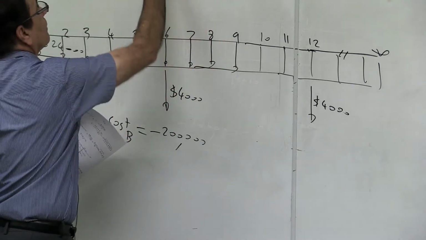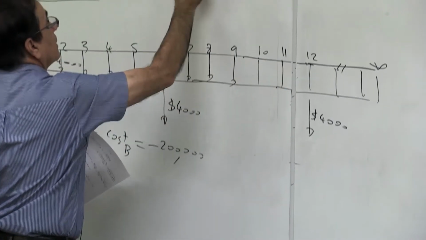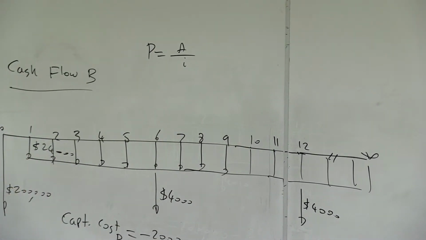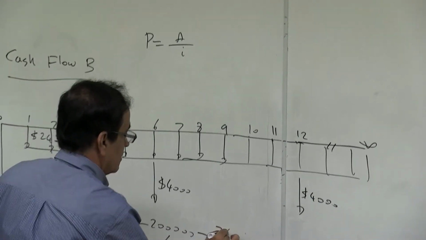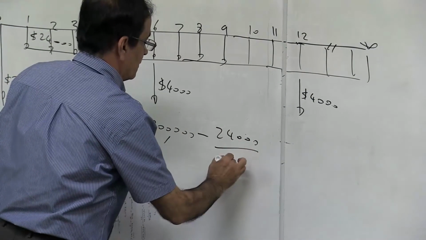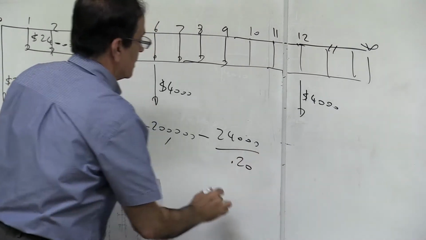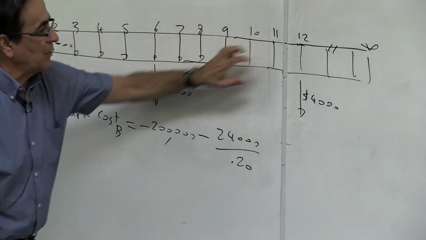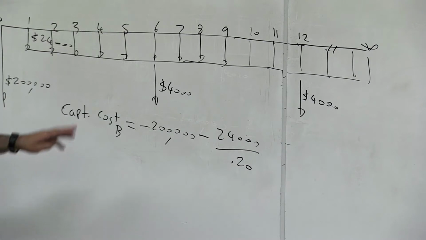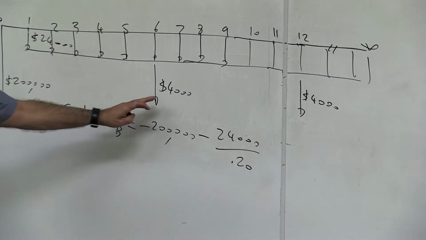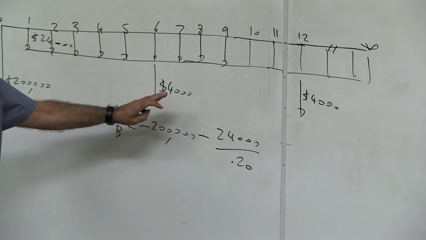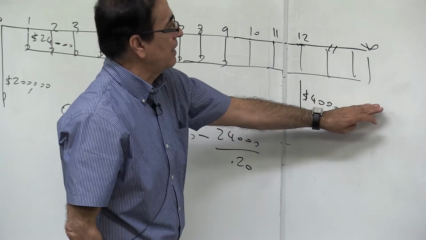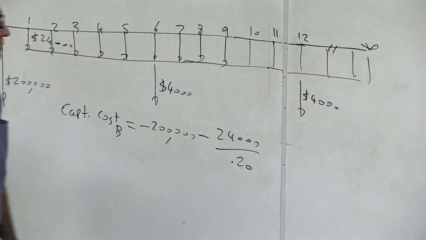For this part, we're going to use the equation P equals A over i, the present worth of uniform payment if the life of the investment goes to infinity. So that's why we're going to divide 24,000 over the interest rate, which is 20%. That's going to give you the capitalized costs associated with the annual operating costs. Now, we have one more cost left here, which is the maintenance cost every 6 years. 4,000 here, year 6, 4,000 year 12. You have another one year 18, and so forth.